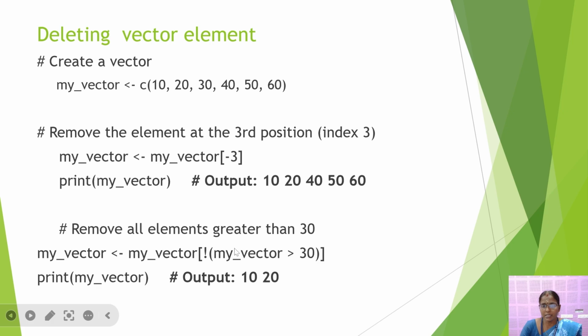You have to give the conditions like this. My vector greater than 30 means it will remove the 40, 50 and then 60. Here you give not my vector greater than 30, and it will display the result like this.